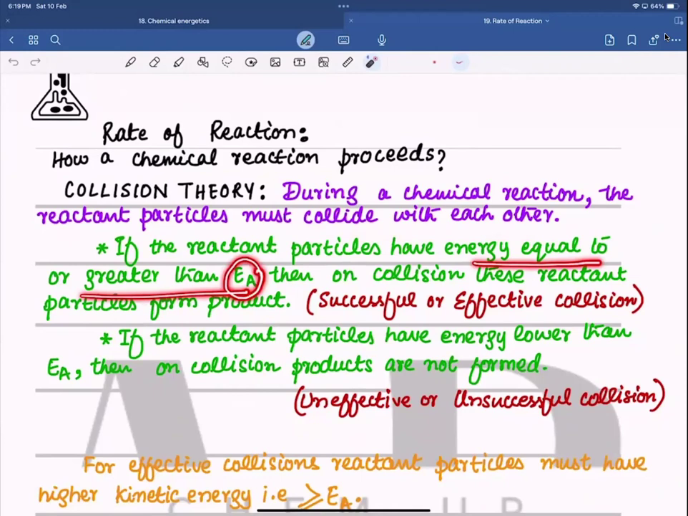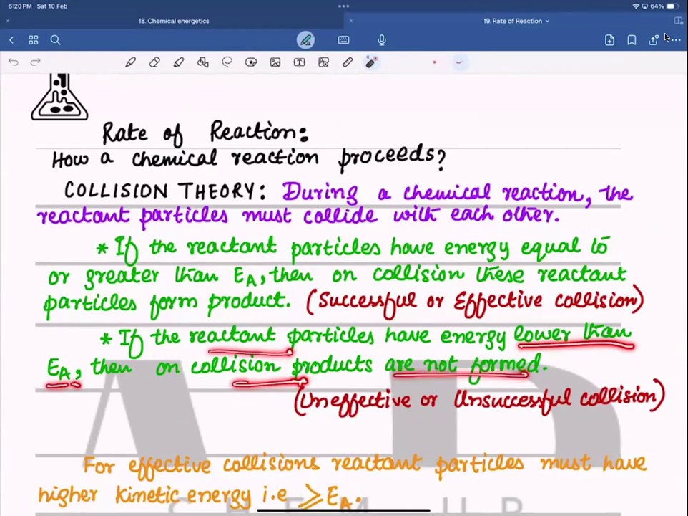What does EA mean? EA means activation energy that we have discussed in our last chapter as well. So if the particles have energy either equal to this energy or greater than that, then on collision they turn into products. And this kind of collision is called a successful or effective collision. Then if the reactant particles have a lower energy than this activation energy and then they collide, then those collisions do not lead to the formation of the product, and no product will form, and that is called an ineffective and unsuccessful collision. Is this clear?